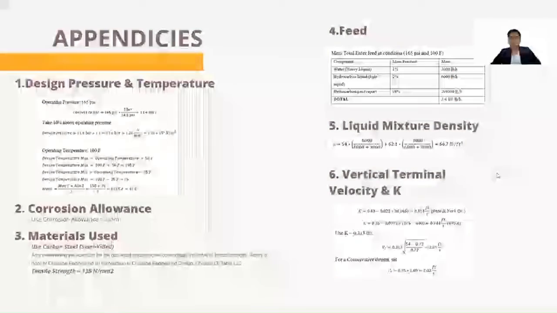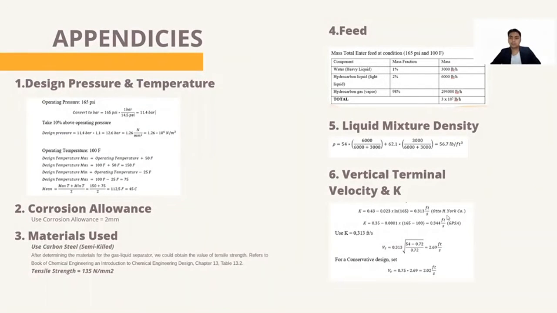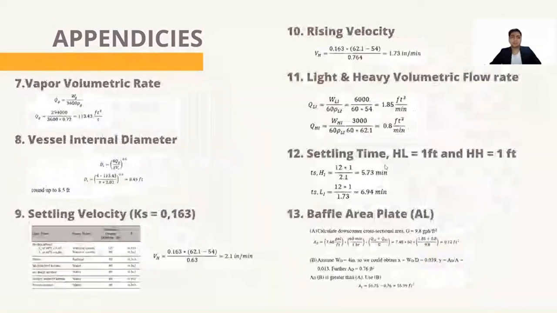Then we calculate the vertical terminal velocity and K. For the K, we use two equations, for Otto Edge short and GPSA. In this case, we use the Otto Edge short. So we get K is 0.313 feet per second. And then we get the vertical terminal velocity. Next, we calculate the vapor volumetric rate. We use the equation, and we get the value 113.43 cubic feet per second.